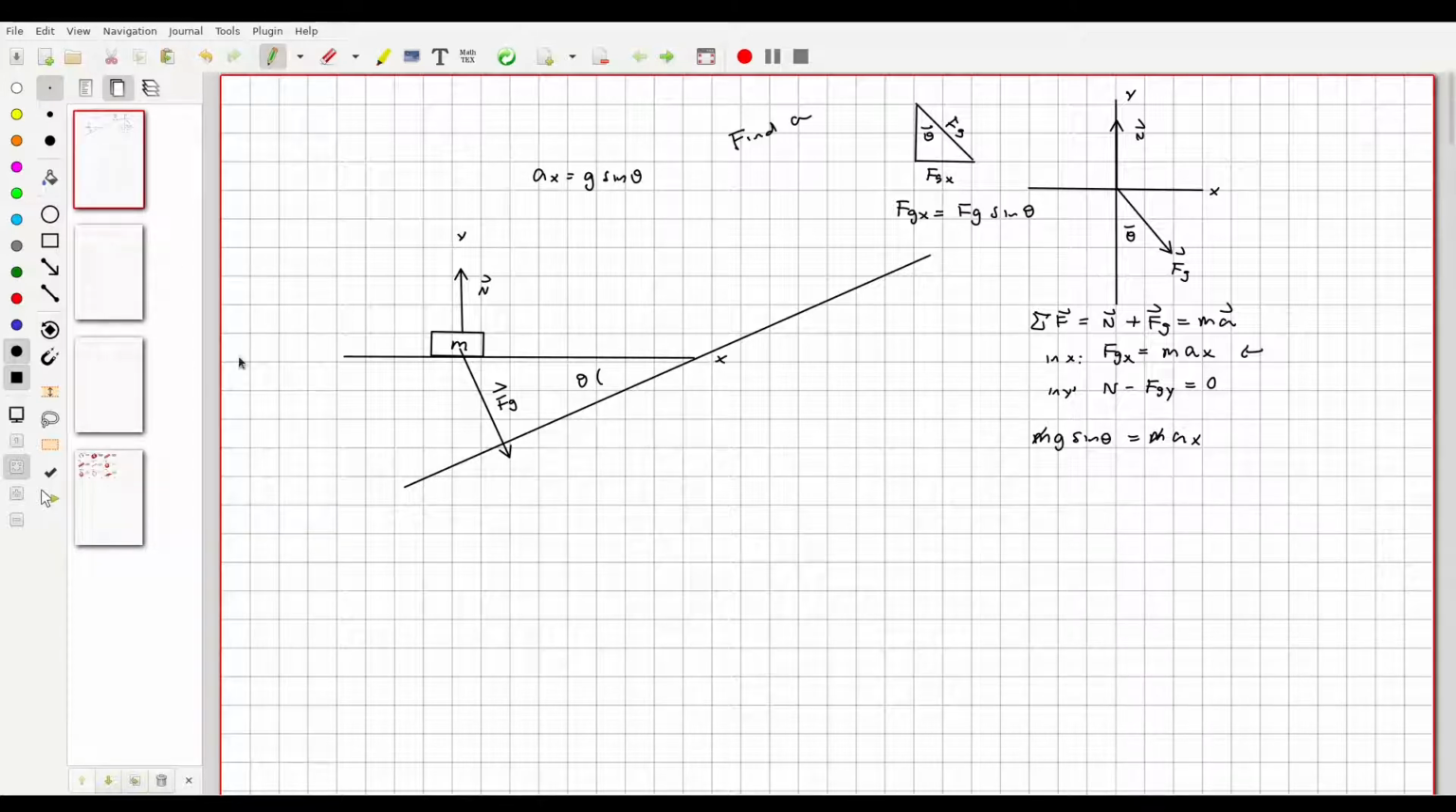Now, look, we have not talked about the shape of this. We haven't talked about how it interacts with the inclined plane as it goes down. And that's because when we first saw this problem, we didn't have the foundation to do that.